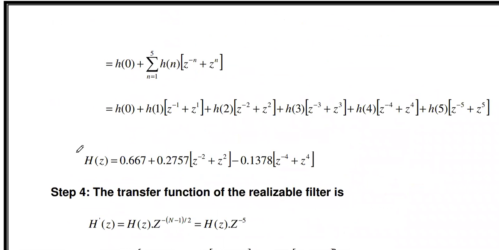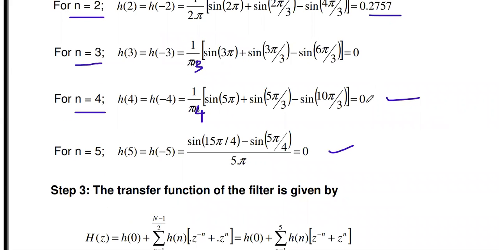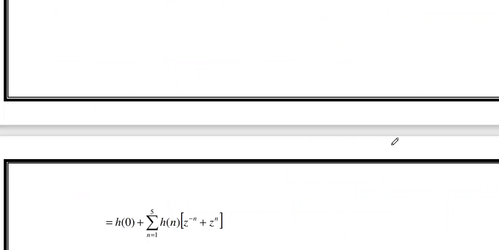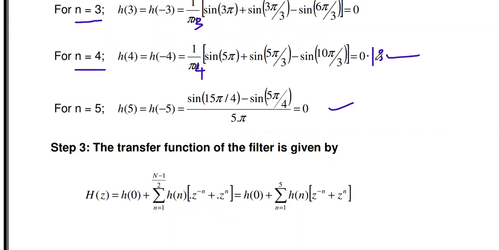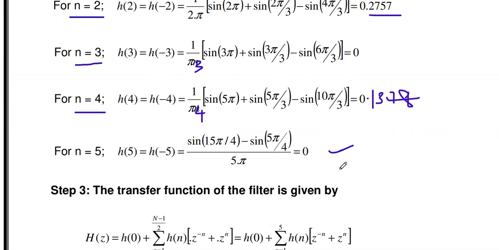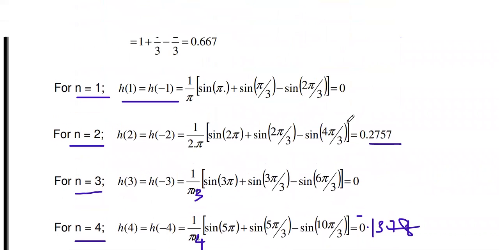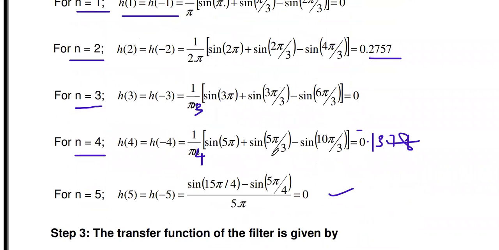Here you see the 4 is not 0. This is 0.1378, minus 0.1378, for n equal to 4. So for n equal to 0, we get the answer. N equal to 2, we get the answer. N equal to 4, we have some coefficient. Remaining coefficients are 0.